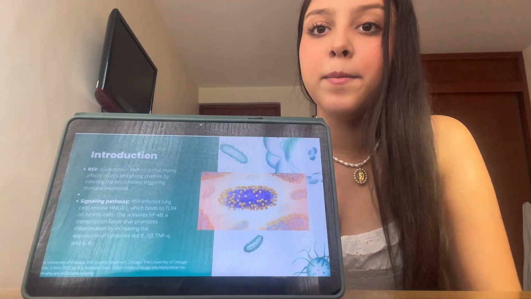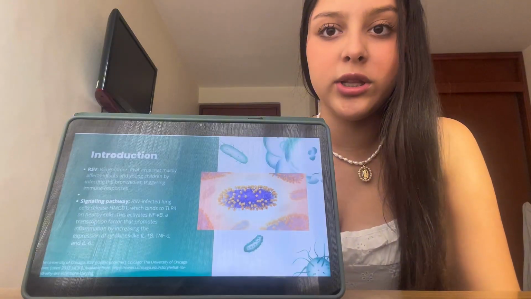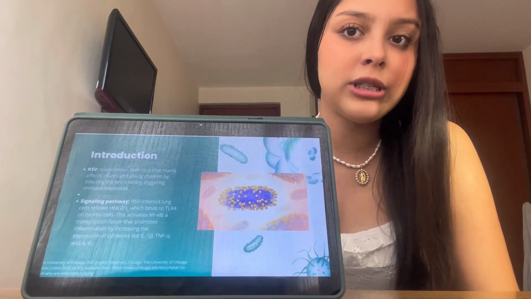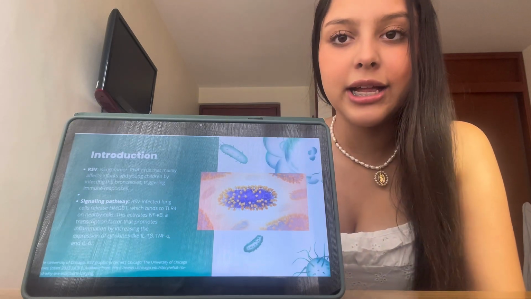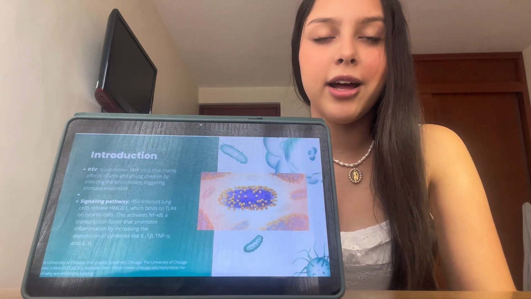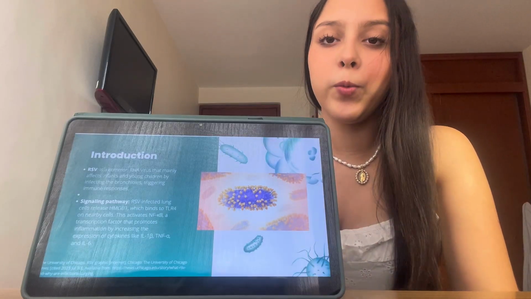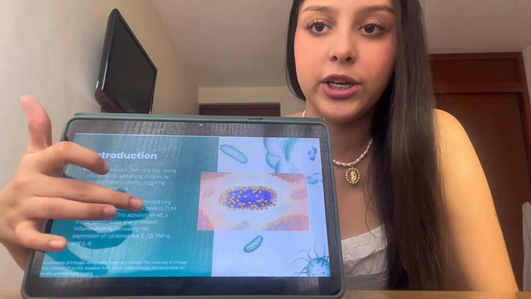Then we have our signaling pathway. When the cells get infected with this virus, they release HMGB1 that binds to the receptor TLR4 in the nearby cells. When this occurs, the cells start activating the transcription factor NF-κB that will induce some inflammatory cytokines.